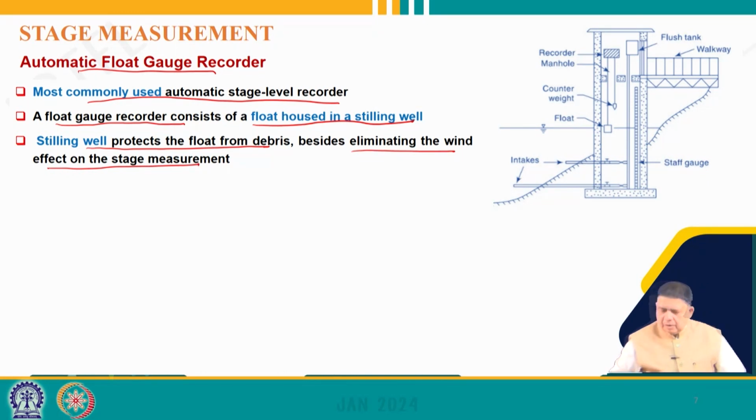So, obviously what happens is that there are inlet pipes from the stream just at the bottom of the stilling well and a little up also, in such a way that the water level in the stream and in the stilling well are maintained at the same level. And of course, because it is a protected area, debris etc. cannot enter this stilling well. Also, if we make the measurement outside, then of course, the surface of the water will be affected because of winds and all, but because the stilling well is protected, there is no wind effect. So, we get the correct measurement of the stage.